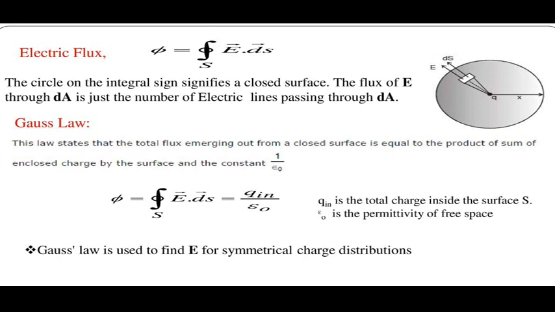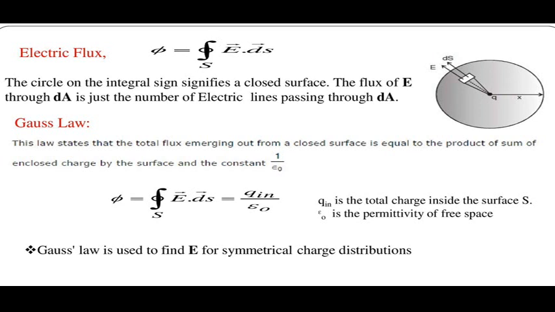Now, according to Gauss law, this flux is nothing but charge enclosed upon epsilon naught. Here, epsilon naught is the permittivity of the free space. Charge enclosed is the total charge inside the surface S. In our case, we can replace Qin with Q.